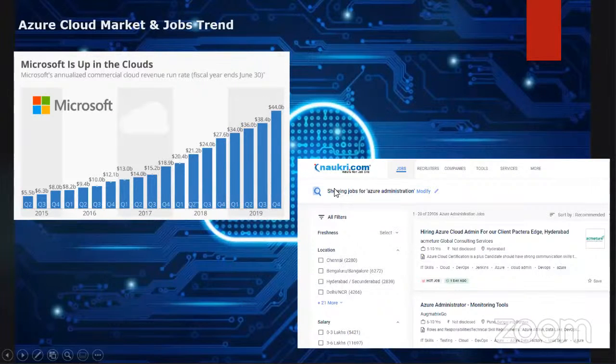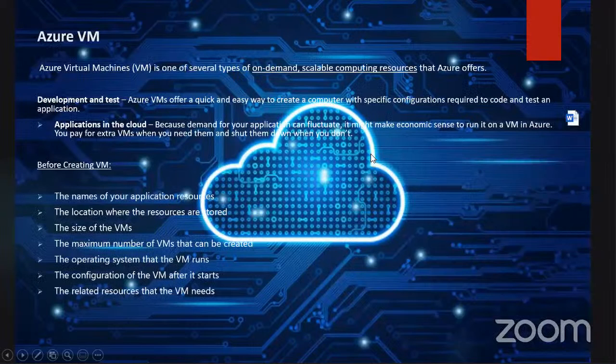I have taken some screenshots from Naukri today itself. If you see the jobs, in Chennai 2,280, Bangalore 6,272, Hyderabad. If you ask anyone outside, the market for Azure is very very high, because everyone is moving to Azure. They are much more flexible in terms of how they are used, and also much more flexible in terms of cost.